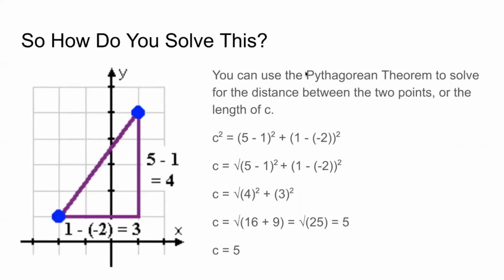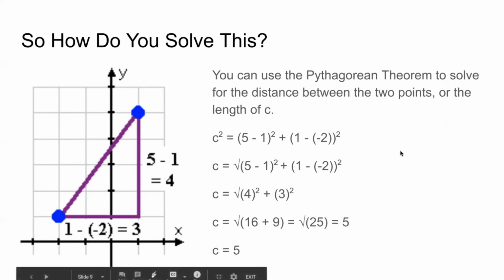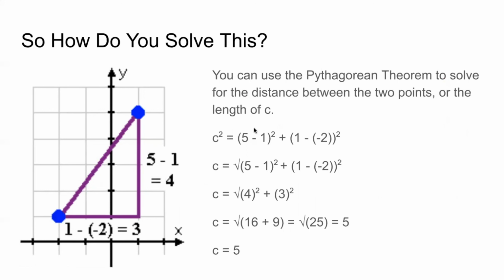So you can solve this using the Pythagorean theorem to solve for the distance between these 2 points, or the length of c. I found that it adheres to the Pythagorean theorem, as you can just basically replace this with A, that with B. Yeah, I hope that was sufficient.